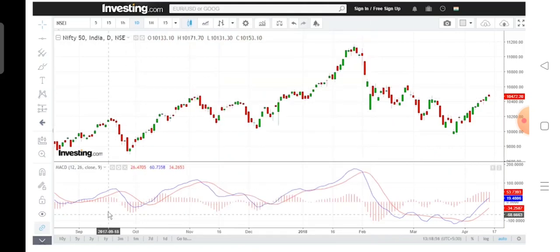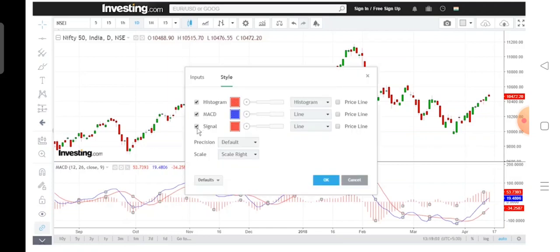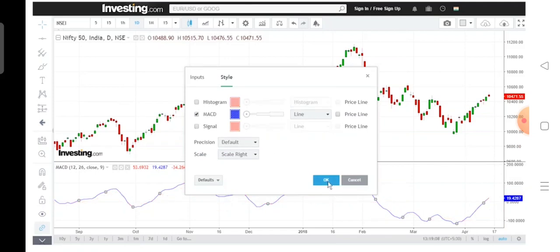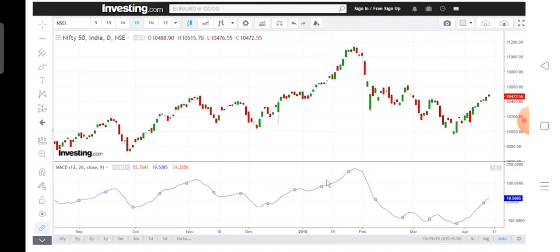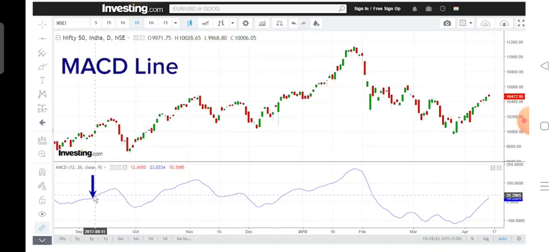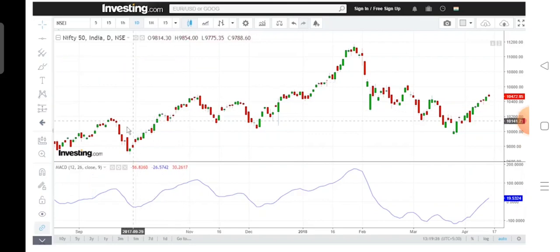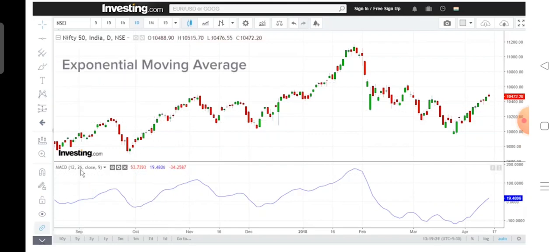So there are a lot of things in the MACD indicator. We will go through them one by one. First, let us hide a few things. We are hiding the MACD histogram and we are hiding the MACD signal line, so we are only left with the MACD line. Now here you can see the figures 12 and 26 for this blue line, and the close. What are they? They are the difference of the 12 period and 26 period exponential moving averages.